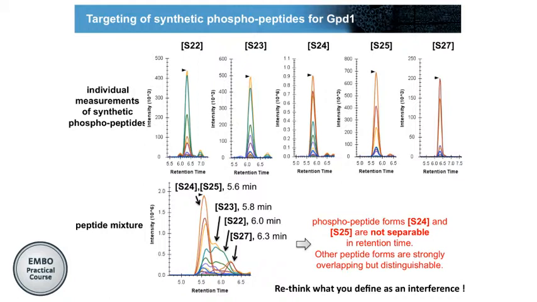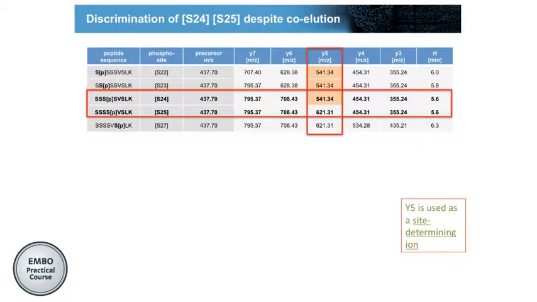So we cannot just remove it or ignore it or say, well, that's just an interference for something else. It is something else. It's another phosphoform on the same peptide. So when we look at these sequences again, and we look at, in this case, only the Y ion series, you will see that, for example, Y5 is good to separate serine 24 and 25.